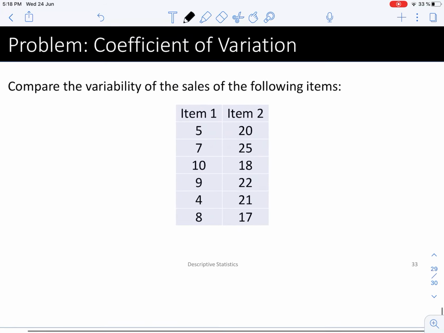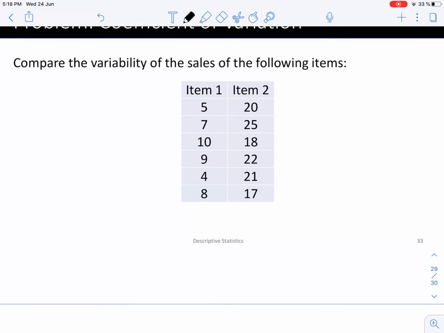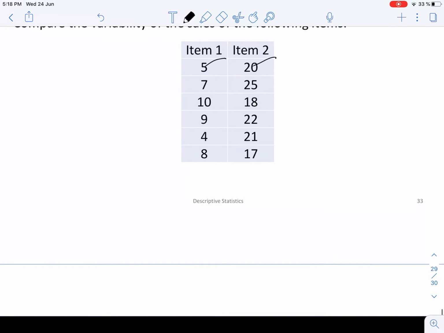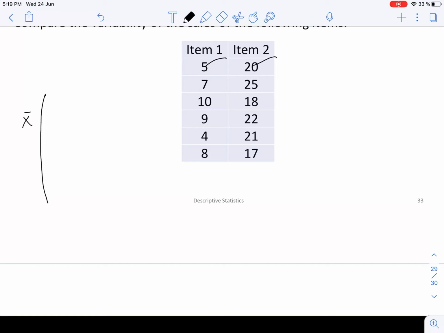So let's check an example. A company is providing the sales of item 1 and item 2. These are two different products. So now we want to compare the variability of these two products. So let's compute the different metrics. We can find x bar for both. So for the first one, you know how to find x bar. It's going to be 5 plus 7 plus up to the last value 8 divided by the number of observations. That's 1, 2, 3, 4, 5, 6 observations.